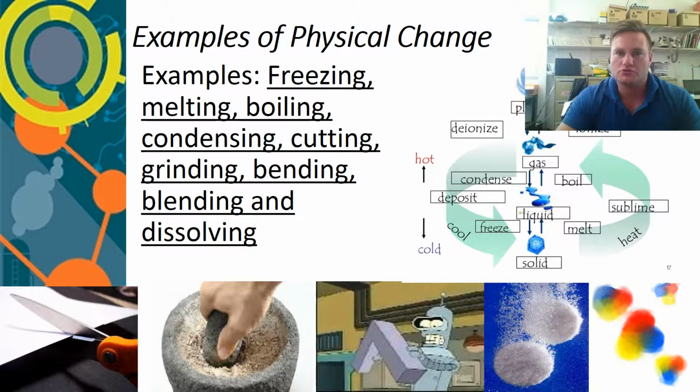Some of our examples of physical change. Obviously, we have the ones to do with our changing of state. So freezing, melting, boiling, condensing, and things like subliming or depositing. We've also got things like cutting or grinding, bending, blending, and dissolving.